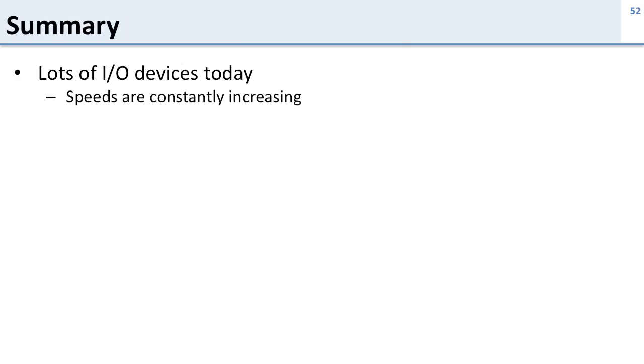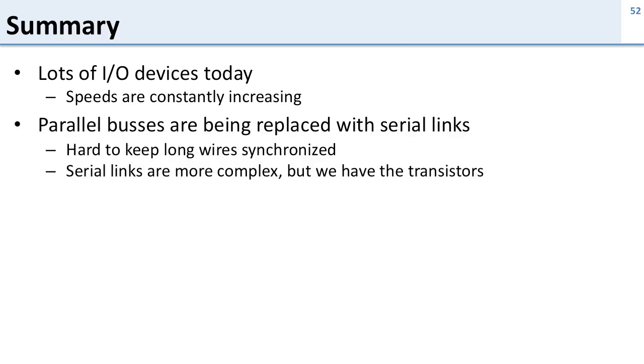So, to summarize our discussion of I/O, there are lots of I/O devices today. The speeds are constantly increasing. As we've seen, some of them have lower latency and higher cost, or higher capacity and lower latency. There are trade-offs between cost and performance for I/O devices. Parallel buses outside of chips are being replaced with serial links. The reason for this is it's hard to keep long wires synchronized. Serial links are more complicated because we have to figure out where the clock is, but we have lots of extra transistors so we can do that. It's much easier to make complicated serial links than it is to make really good wires.